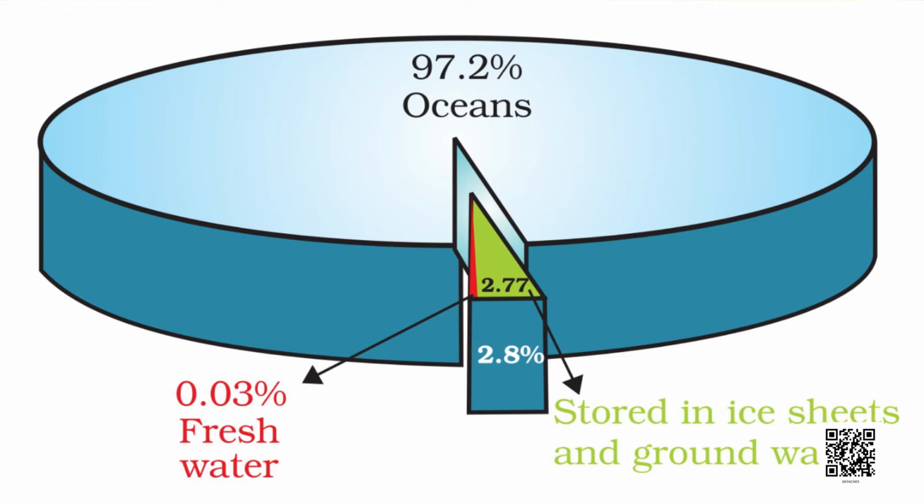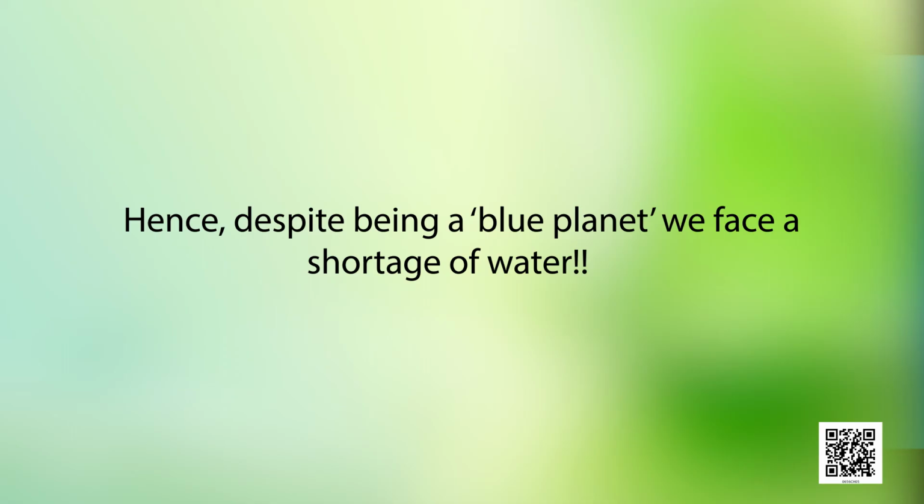A large proportion of the rest of the water is in the form of ice sheets and glaciers or under the ground, and a very small percentage is available as fresh water for human use. Hence, despite being a blue planet, we face a shortage of water.